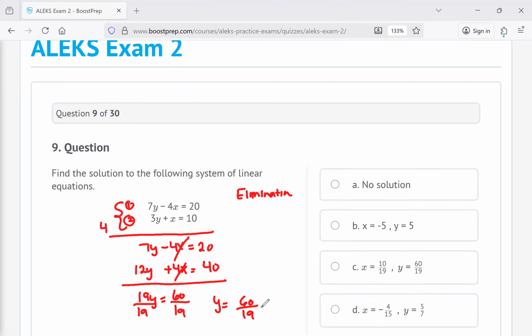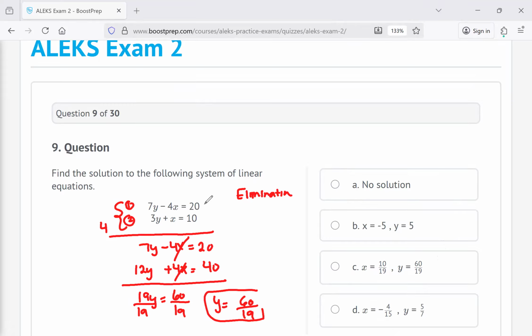Now, I don't think 19 can be reduced, so I think it's prime. So I do believe this is our answer for the y. If you have a time limit, I would just pick C because it's the only one with the y value of 60 over 19, right? Now, if you want to find the x, what you could do is plug y back in.